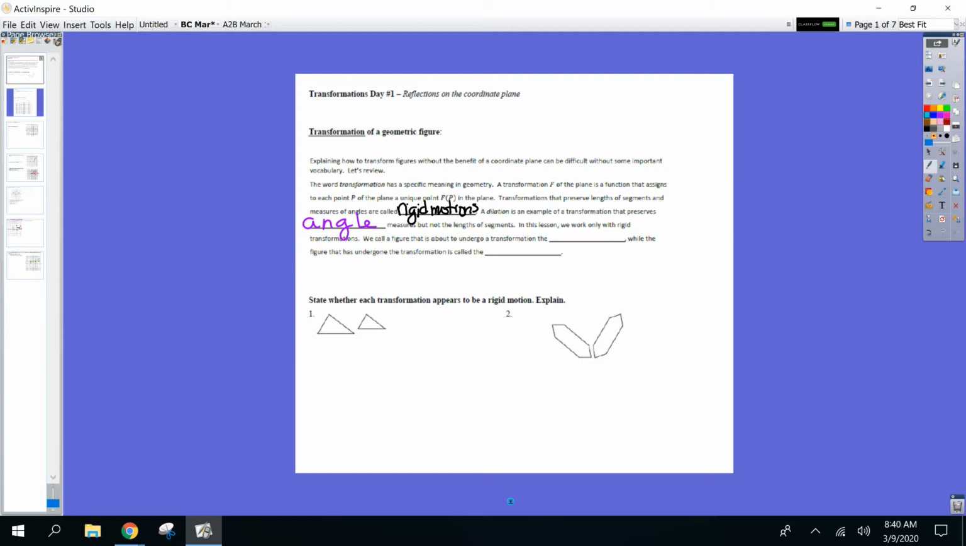And a quick vocabulary update here. The figure you start out with. So you're going to take this figure and you're going to slide it. You're going to rotate it. You're going to reflect it. The original figure we start out with, we're going to start calling the pre-image. Good job. Didn't know if anybody knew that. Guess not. Pre-image. And then after I'm done transforming it, what I'm left over with, we're going to call just the image.